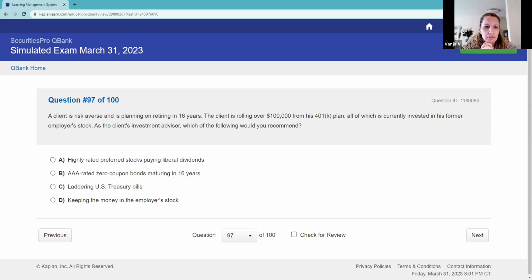And he needs, he is risk averse. Okay, he has some important time. Preferred stock paying liberal dividends. Zero. I think the most money for his buck. Oh shoot. Laddering. I think laddering would be the one, but zero coupon, it won't give him much. Rated preferred stock.